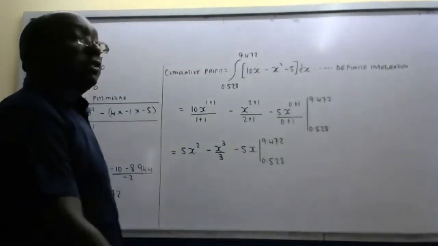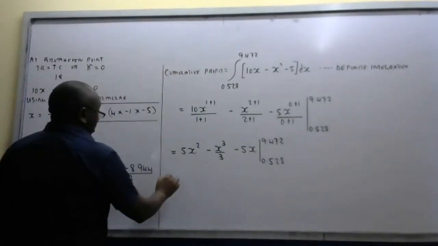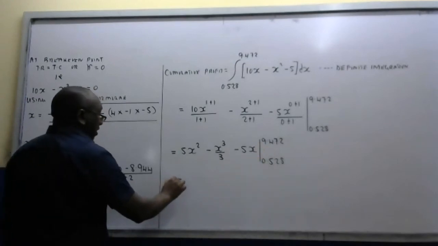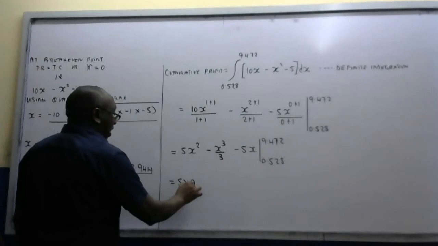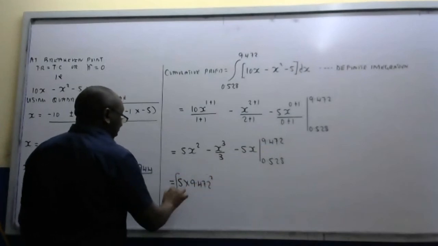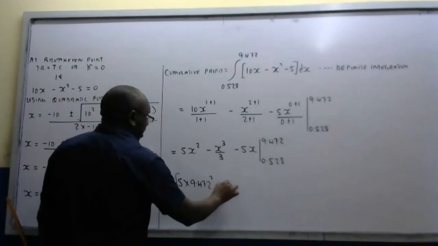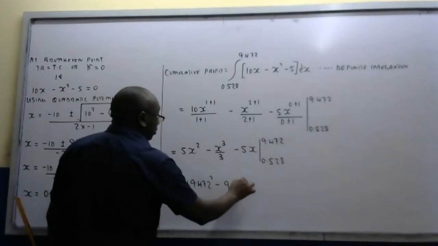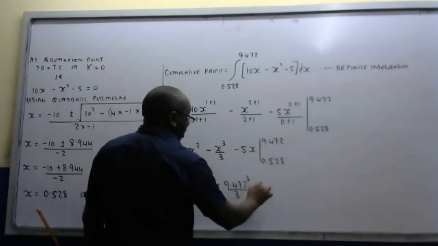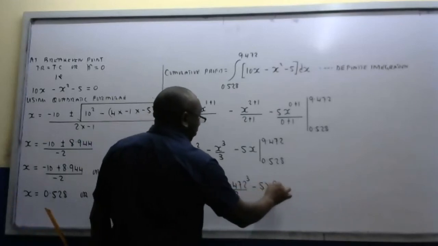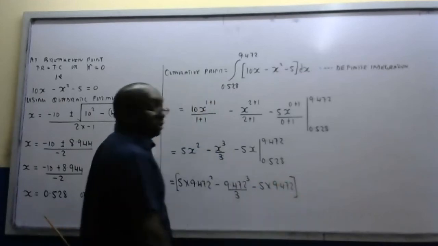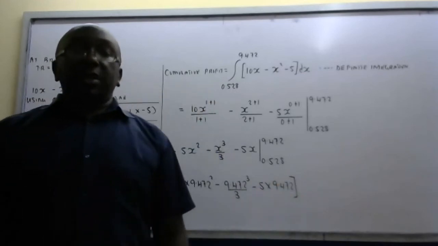So what you do from there is you now take the higher value. You say 5 times 9.472 squared minus 9.472 cubed, you divide by 3, minus 5 times 9.472. So you take the higher value that way.